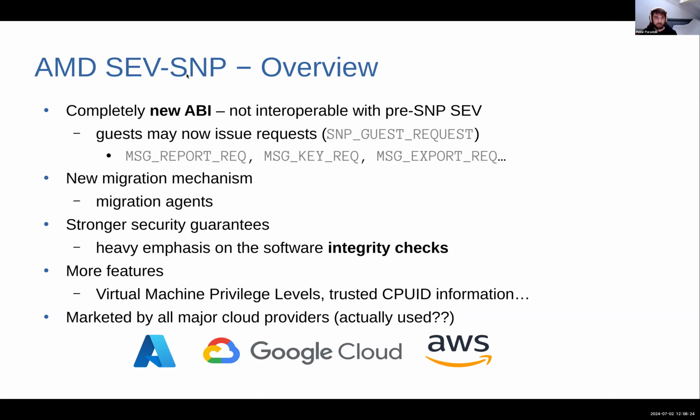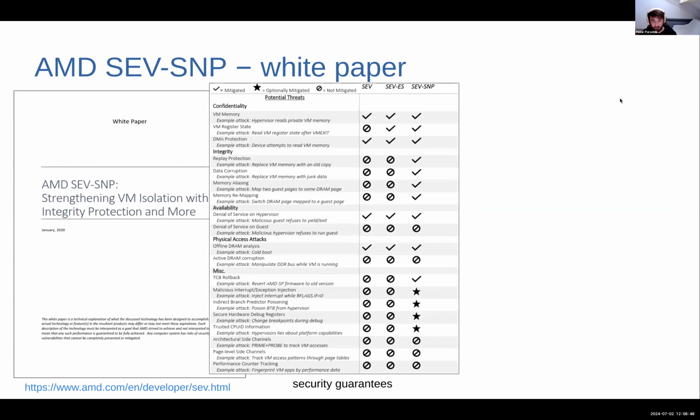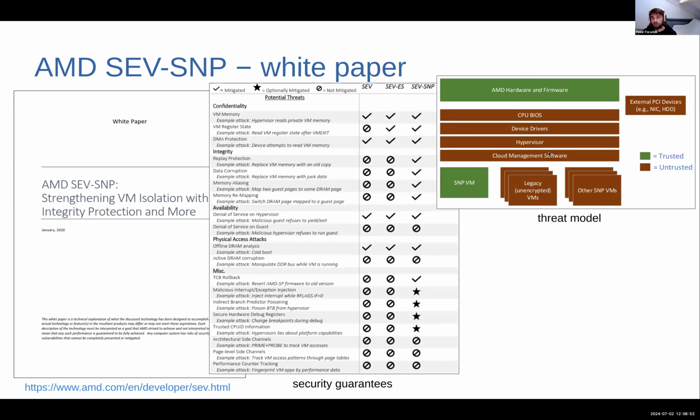And like SNP, AMD emphasizes a lot this software integrity protection, memory integrity protection. And this integrity protection, among other things, is described in the next white paper. So this is the white paper of SNP. It came out in 2020. And in that white paper, you can find a list of security guarantees that AMD specified. And you can also find a threat model.